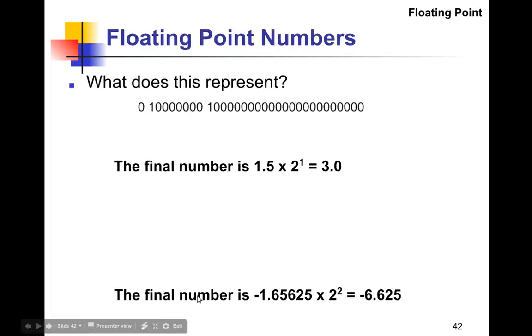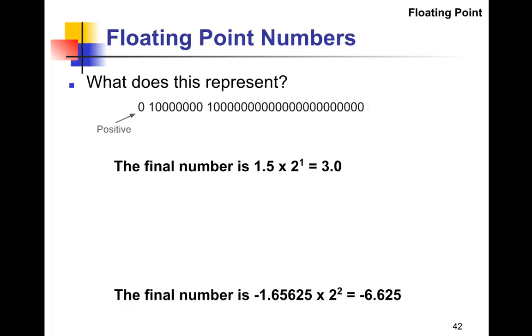So let's look at this number right here and try to understand what it represents in base 10. This is a scientific notation number. So first of all, this 0 means it's positive. This exponent is 128, so it's minus 1 to the 0, which is 1, times 2 to the 128 minus 127, which is times 2, and then the number is 1.1. So 1.1 times 2 to the 1 means we shift this over by 1, and we get 11. So the number is 3. 11 in binary is 3.